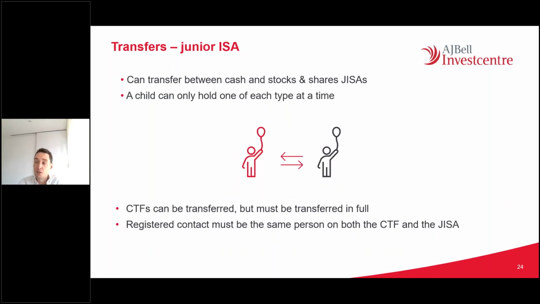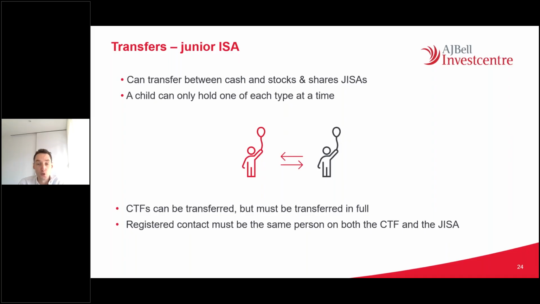Junior ISAs, again, are flexible in terms of transferring between cash junior ISAs and stocks and shares junior ISAs. Just bear in mind there is that rule that a child can only hold one of each type at any one time. So as I said previously, if they did want to change ISA provider, they would have to initiate the transfer first, move the funds across, and then fund the new cash or stocks and shares junior ISA. They can't have two running concurrently because that will break that eligibility rule.